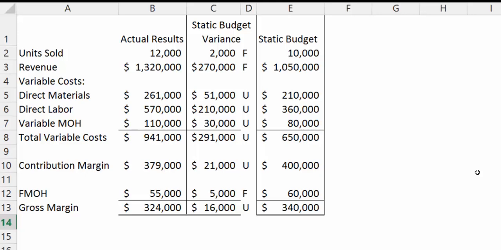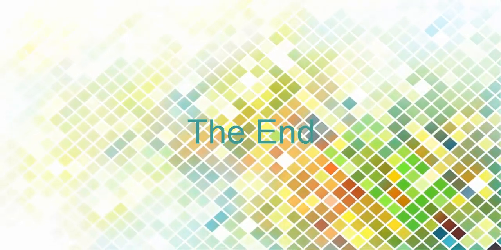The problem with the static budget variance, there is so much that could have happened that looking at this, we can't figure out exactly what did happen. What we need to do is we need to take our flex budget and put that between actual results and the static budget and use that to separate this static budget variance into two pieces. And that's what we're going to do in the next video.